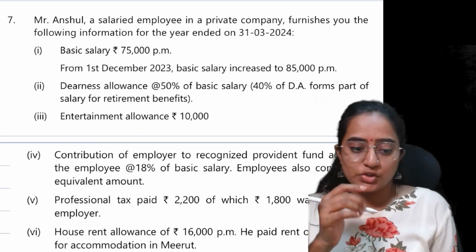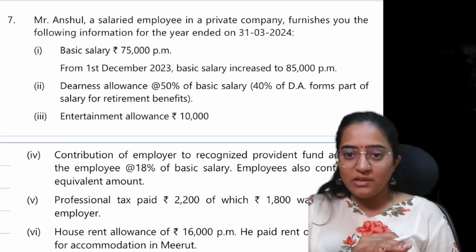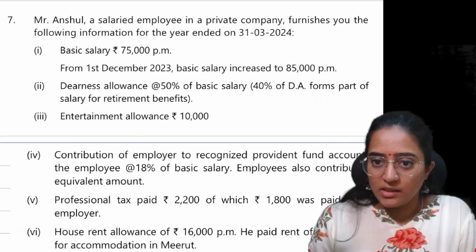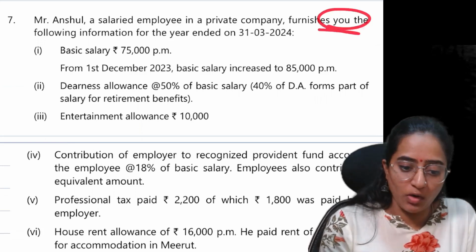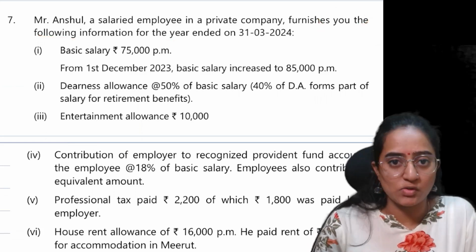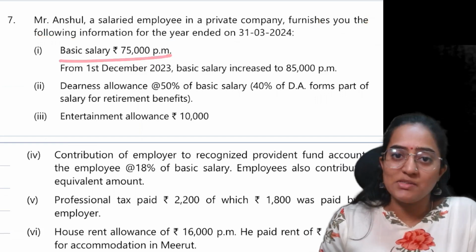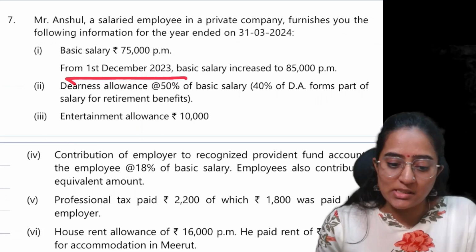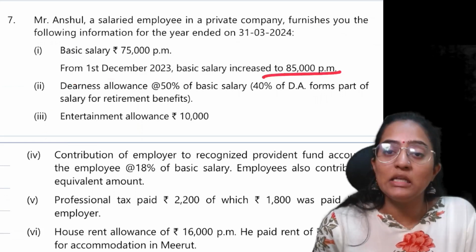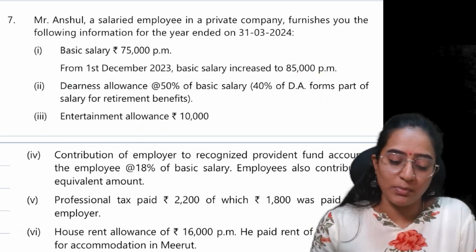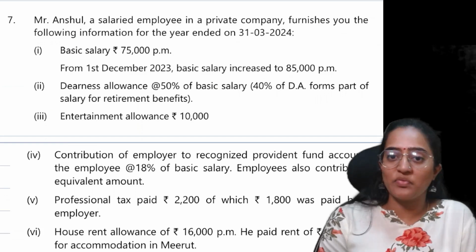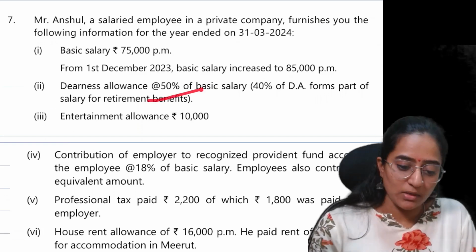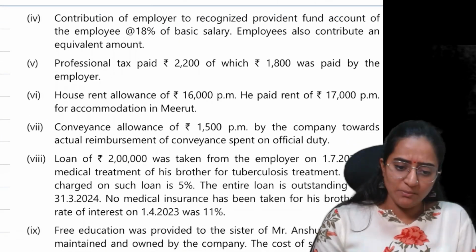So, Mr. Anshul, a salaried employee, question number 7 in your RTP. Mr. Anshul, a salaried employee in a private company, furnishes you the following information for the year ended 31st March 2024. The basic salary is 75,000 per month. From 1st December 2023, basic salary increased to 85,000 per month. DA at 50% of the basic salary, 40% of the DA forms part of the retirement benefit, entertainment allowance is given.